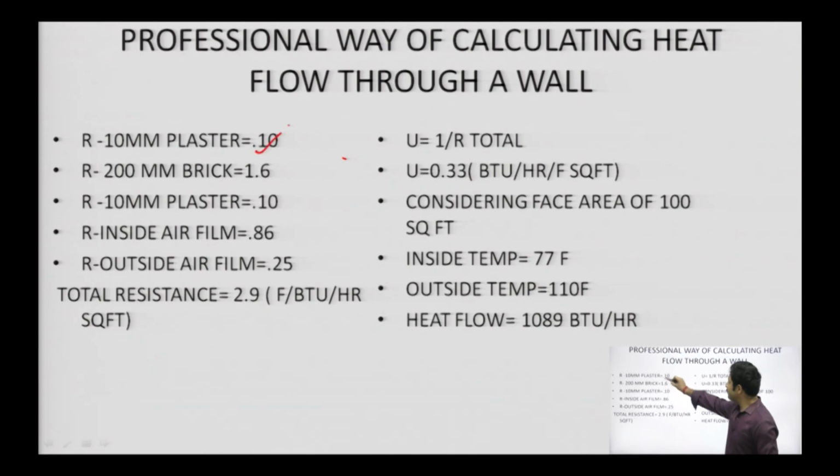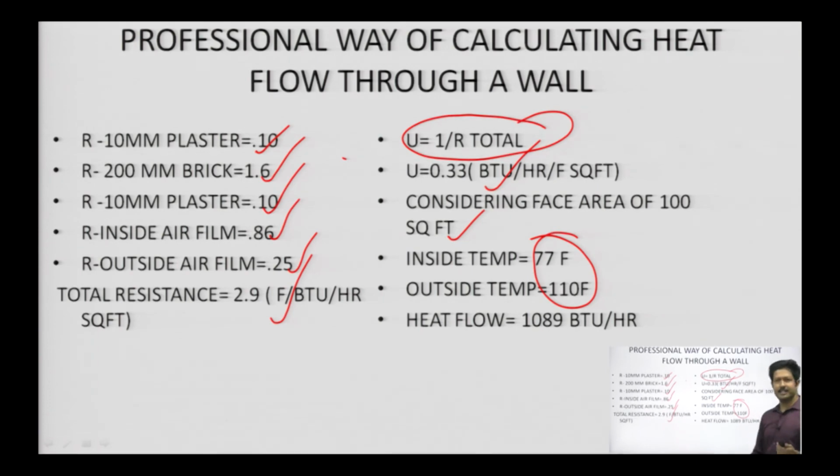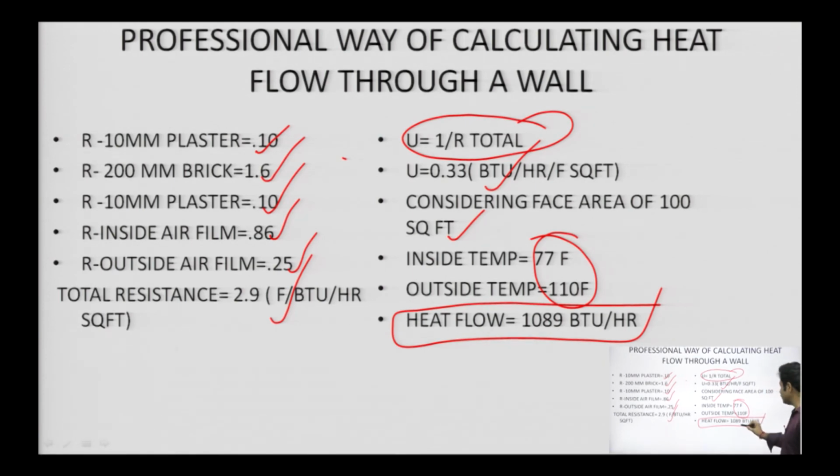So we have 10 mm plaster, 200 mm brick wall, 10 mm plaster, inside air and outside air, and we have calculated the total resistance. Just go for U equals 1 by R. Considering a face area of 100 square feet, with inside temperature assumed at 77 degrees Fahrenheit and outside at 110 degrees Fahrenheit, the heat flow across the wall that you need to remove by the air conditioning unit is 1089 BTU per hour.